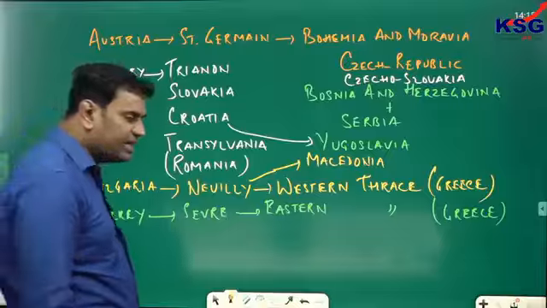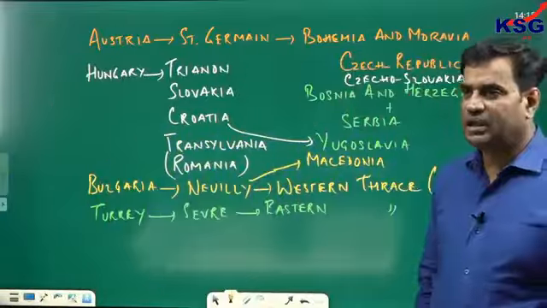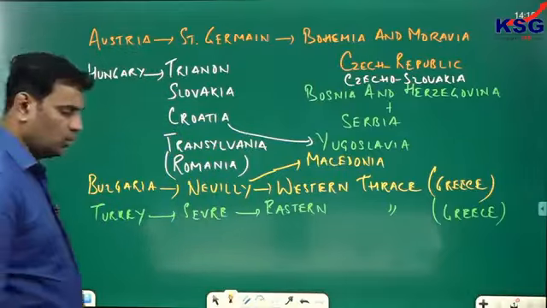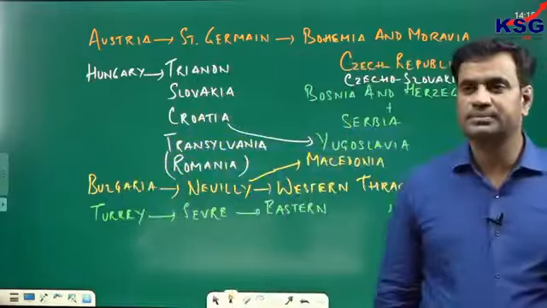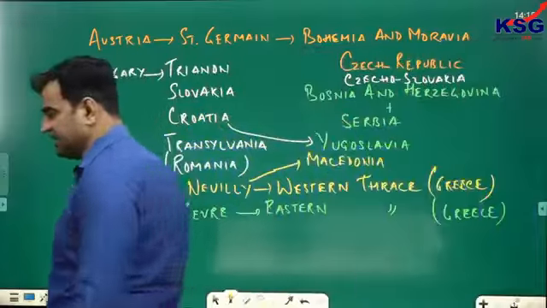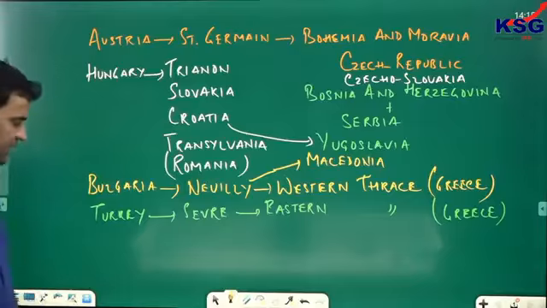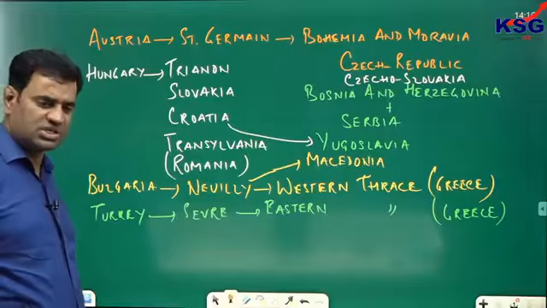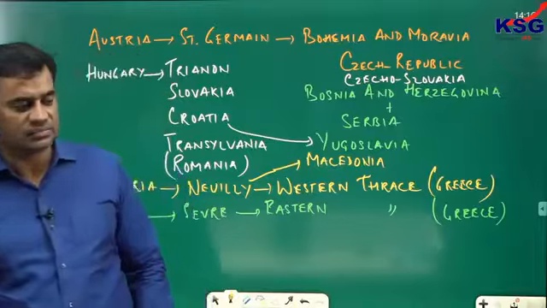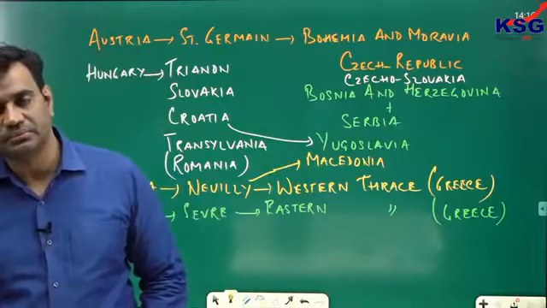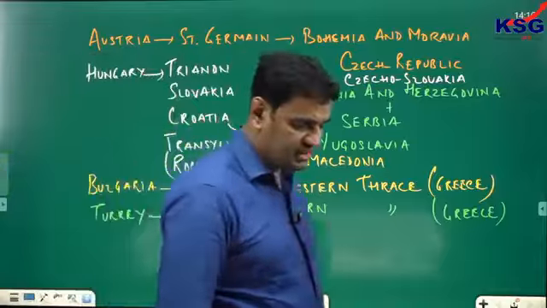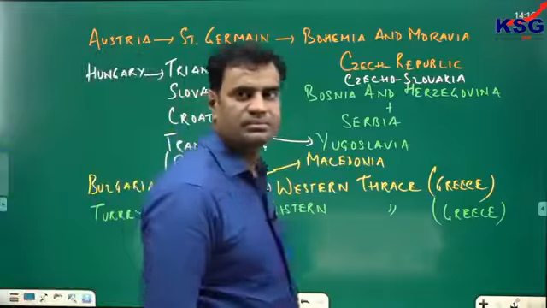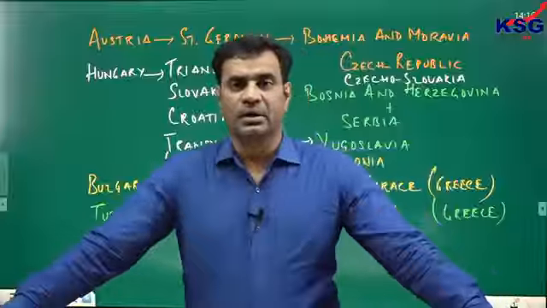Right. Finally, the Allied powers imposed the Treaty of Sevres, S-E-V-R-E, on Turkey, whereby Eastern Thrace was taken over and integrated with Greece.